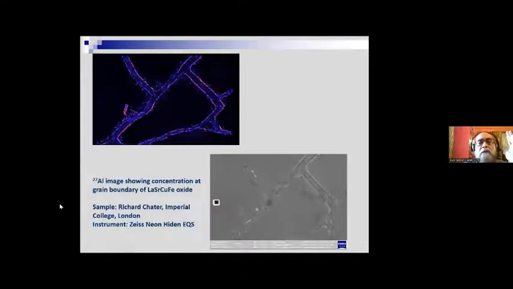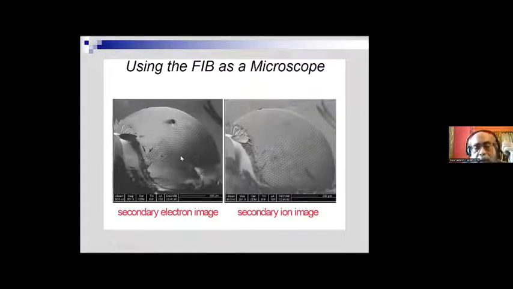And this is once again another image, an aluminum image, showing the concentration of aluminum at the grain boundaries of a lanthanum strontium copper iron oxide. This image has practically been extracted through SIMS imaging. Okay, this is another one, as you can see, which is a secondary electron image, and this is a secondary ion image. As you can see, the secondary ion image is almost comparable or even better in magnification for a silicon ion image. So this is an FIB.